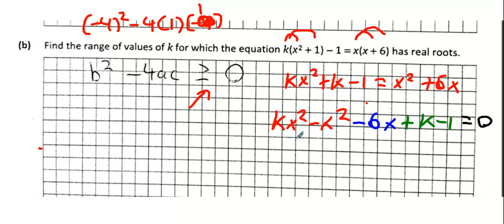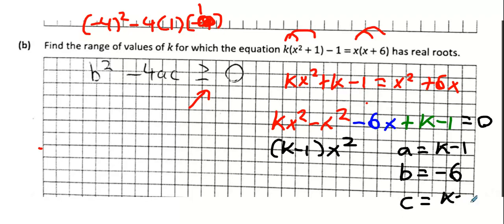Now what can I adjust this to? K minus 1 times x squared. Ever see that? What's your A value? Your A value, lads? Your B value? Minus 6. Your C value? We go. Let's put it into here, and what do we get? Minus 6 squared minus 4 times k minus 1 by another k minus 1 greater than or equal to 0.